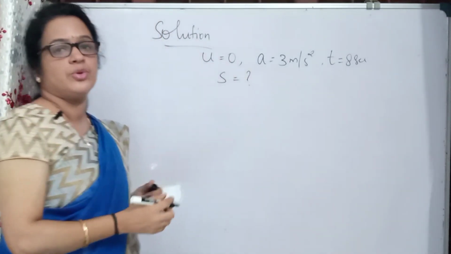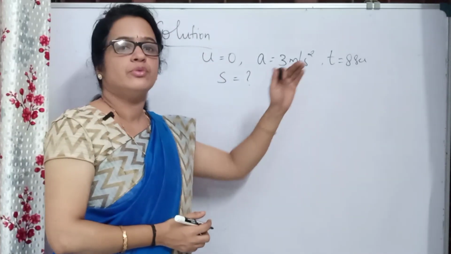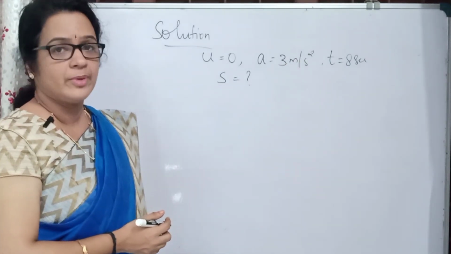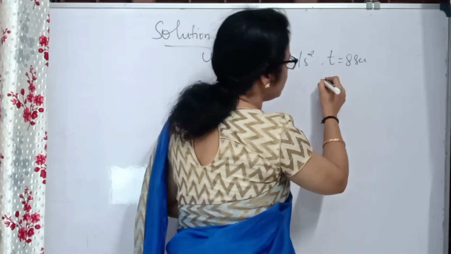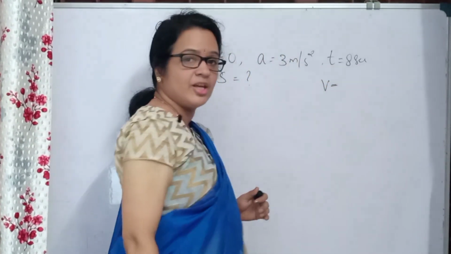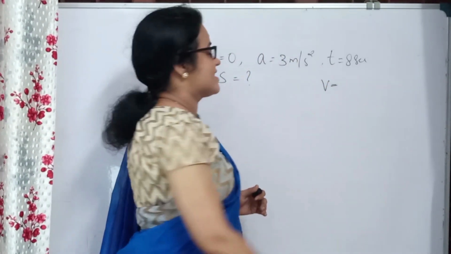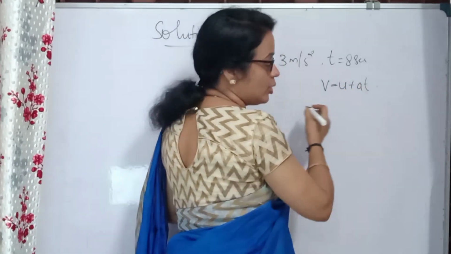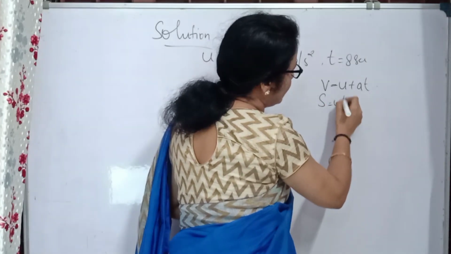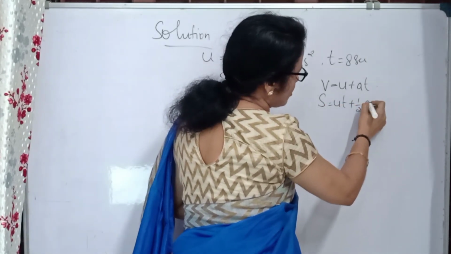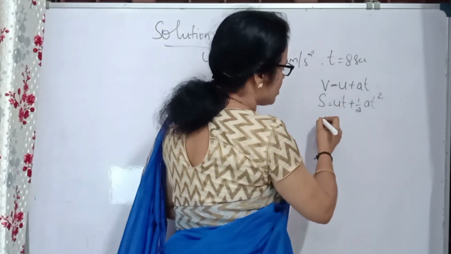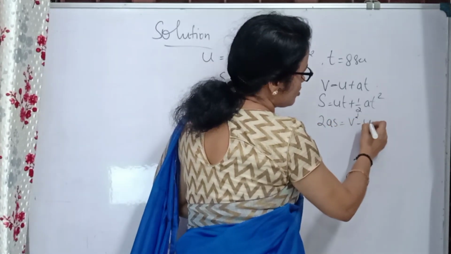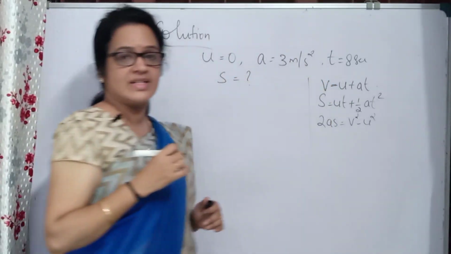If you are getting such a question, first of all we have to write down the 3 equations of motion. That will be easy to do. What are the 3 equations of motion? V is equal to U plus AT. The second equation is S is equal to UT plus half AT square. And the third equation is 2AS is equal to V square minus U square. So we can keep it on one side.